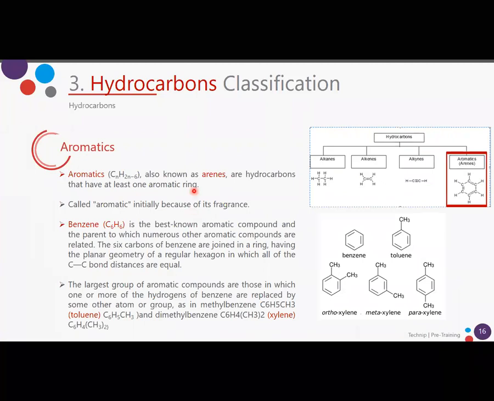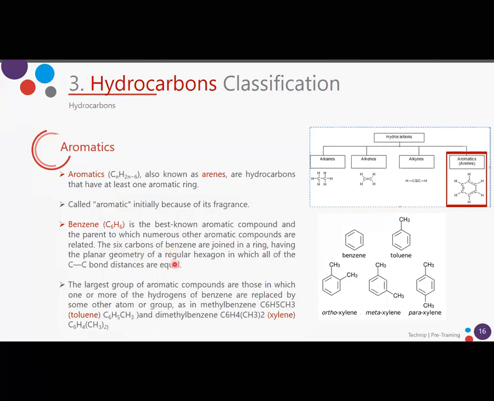Aromatics, also known as arenes, are hydrocarbons that have at least one aromatic ring. They are called aromatic initially because of their fragrance. I'm sure, if you have been in the chemistry lab, that benzene smells like almonds. Benzene, that is C6H6, is the best known aromatic compound, and is like the parent to which numerous other aromatic compounds are related.